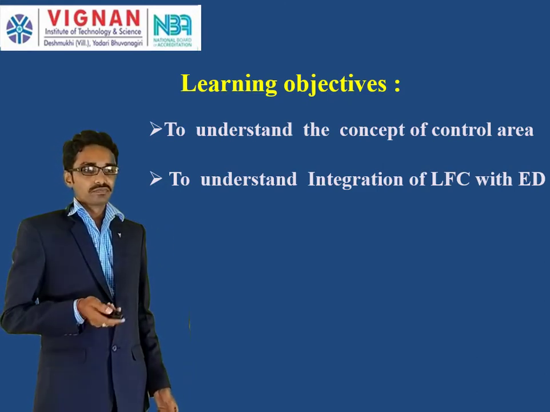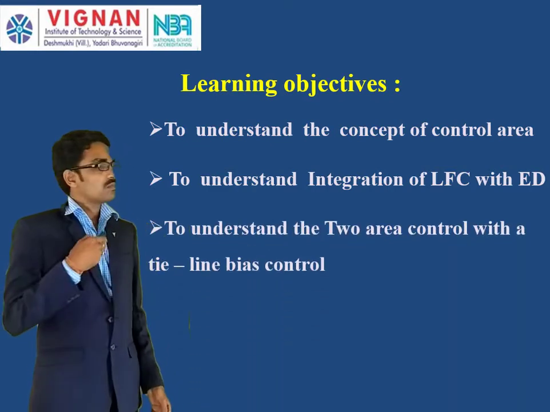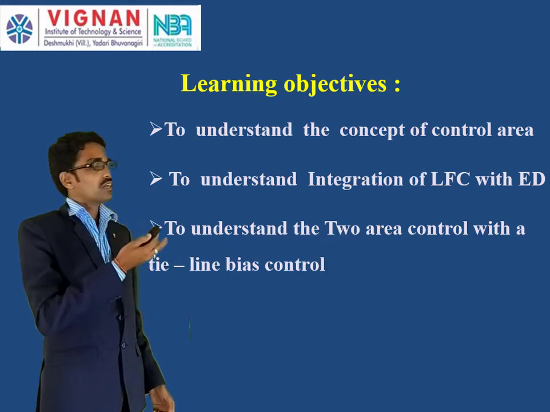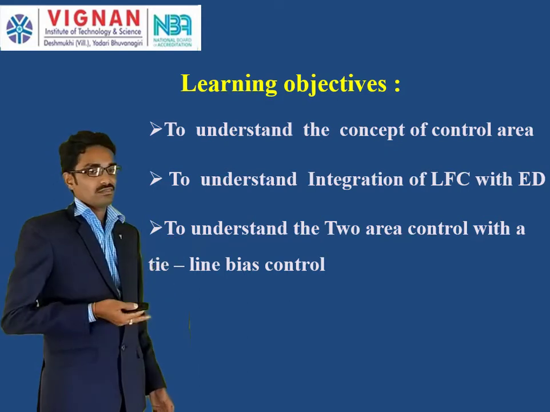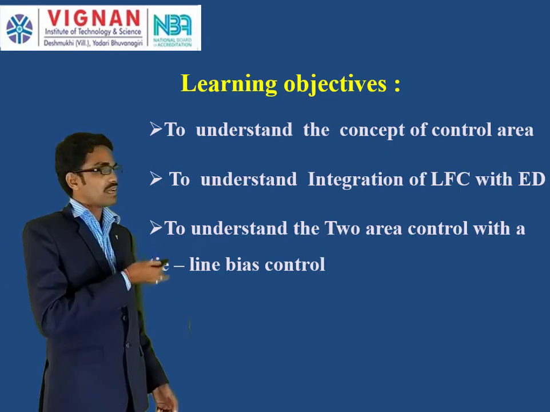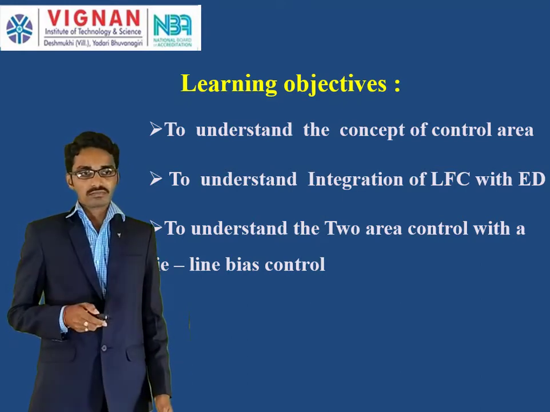Next one is to understand the two area control concept. What do you mean by two area control? There are two different areas. So how are we going to connect those two different areas with a tie line? We are going to connect the two areas with a tie line, that is called tie line bias control. That we are going to see in this lecture.